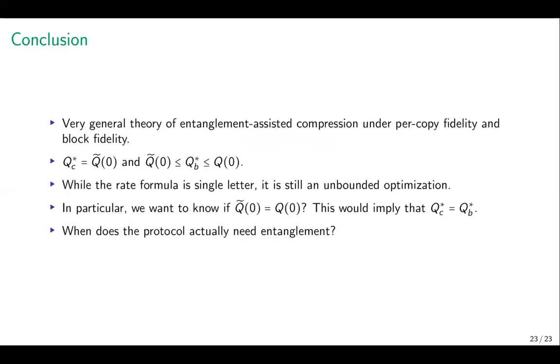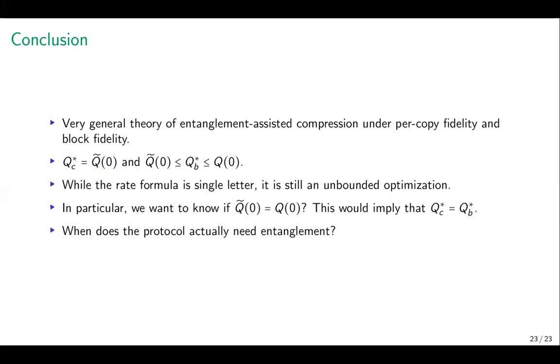Okay. In conclusion, I would say that we studied a very general theory of entanglement-assisted compression, considering per copy fidelity and block fidelity. Considering per copy fidelity, we show that the optimal compression rate is equal to the limit of the function Q at 0, and considering block fidelity, we obtain this upper bound Q of 0 and the lower bound, the limit of the function at 0. And of course, if we can show that these two are equal, that is, the function is continuous at 0, then the optimal rate is going to be equal to the optimal rate considering per copy fidelity.